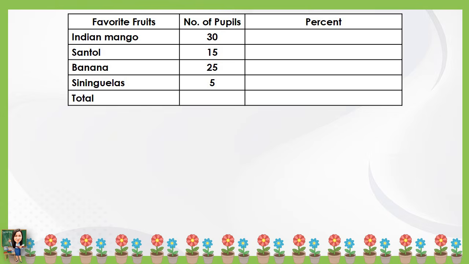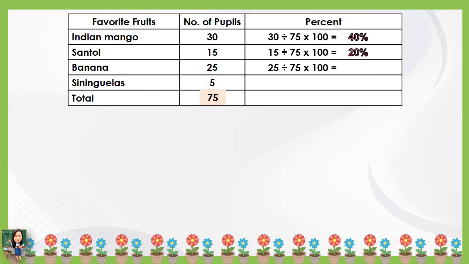30 plus 15 plus 25 plus 5 equals 75. This is the total number of pupils who like fruits. To get the percent, divide the number of each fruit by the total number of pupils. Indian mango is 30 divided by 75 multiplied by 100 equals 40%. Santol, 15 divided by 75 times 100% equals 20%.